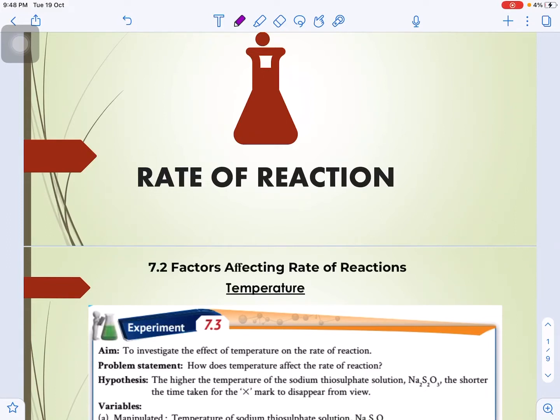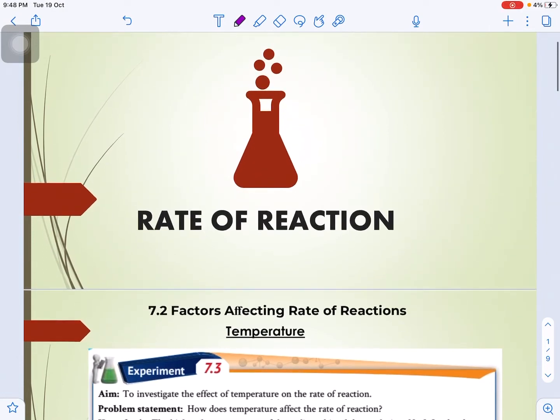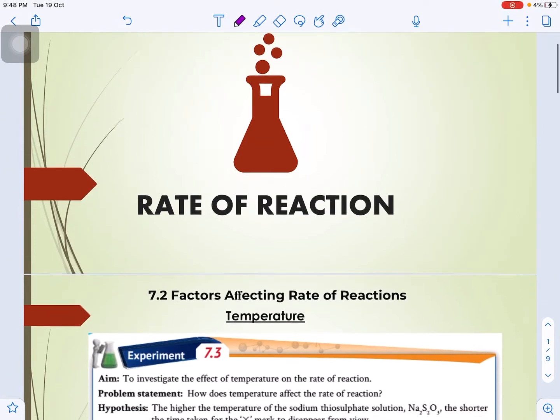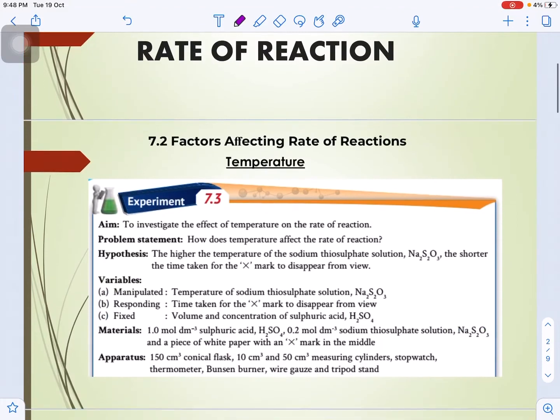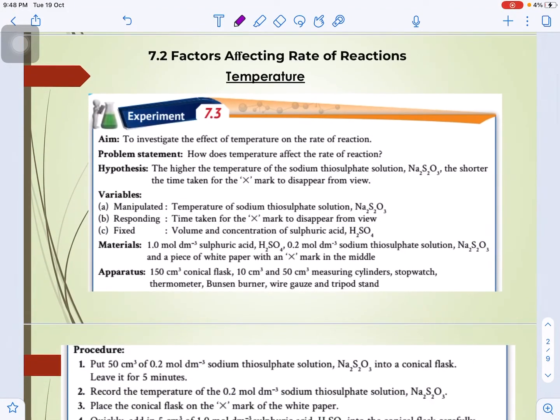So I'm going to continue for the topic rate of reaction. So for this video, we're going to focus on the factors affecting rate of reaction, and I'm going to focus only on the factor temperature. So this is the experiment to investigate the effect of temperature on the rate of reaction. The problem statement is, how does the temperature affect rate of reaction?